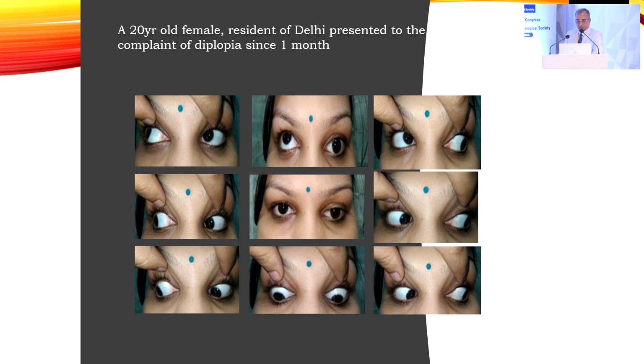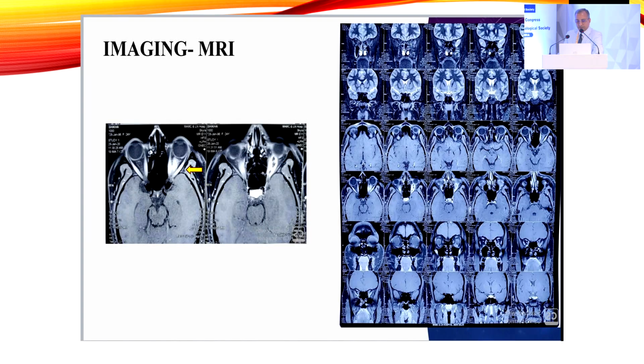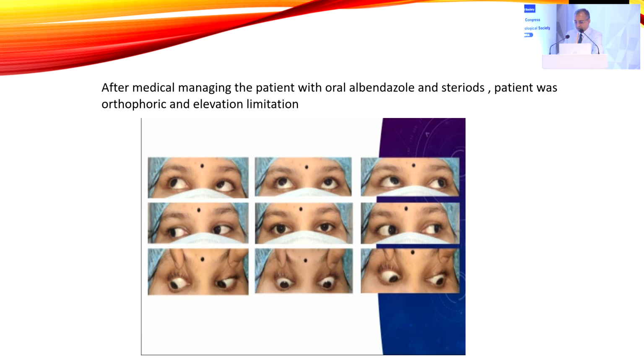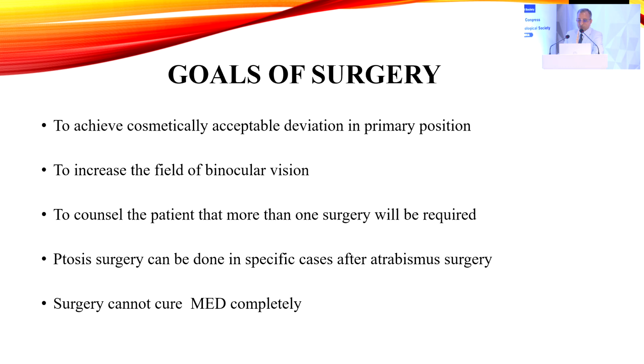This is a case of acquired MED due to cysticercosis and was treated. And these are the photographs after oral albendazole and steroids. Indications for surgery are abnormal head posture, significant vertical deviation in primary position, contracted binocular fields, and diplopia in primary position, and in some cases only observation is required. With limited head changes, the patient can maintain orthophoria.